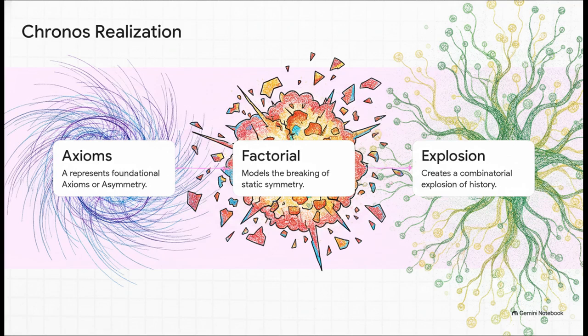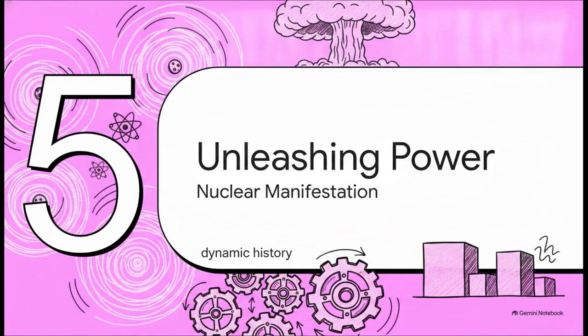In math, a factorial calculates the sheer number of ways to arrange distinct elements. So, step 3, a simple linear shift in A creates a massive combinatorial explosion of causal history. And that is the E, standing for evolution or manifest energy. Like I said, it is literally an engine of liberation. Section 5, Unleashing Awesome Power, the Nuclear Manifestation.